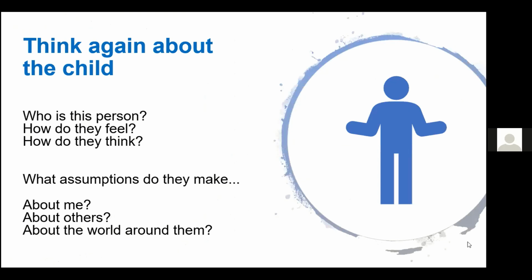So think again about the children you're working with. Who is this person? How do they feel? How do they think? What is that schema? What assumptions are they making about me, about others, about the world around them? And therefore, what support can I put in place to best facilitate the development of those supporting adult relationships?